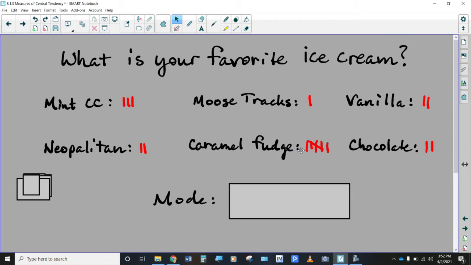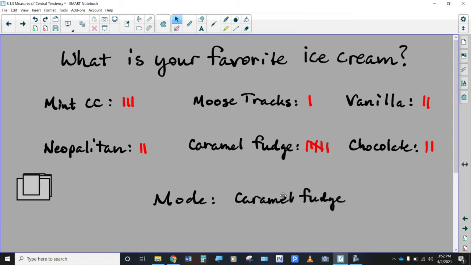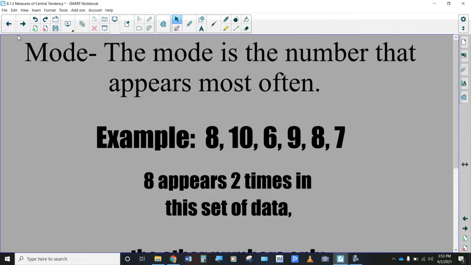So it's not the number that is occurring the most, but it is the flavor of ice cream that is occurring the most. So in a situation like this, the mode would be caramel fudge. That would be the ice cream that most people in class or whoever was surveyed liked. So yeah, mode is the number that appears the most often.